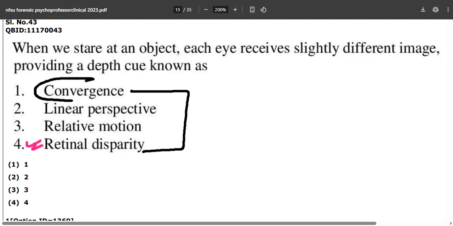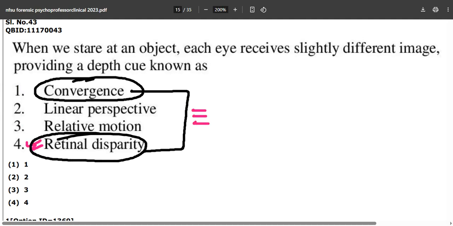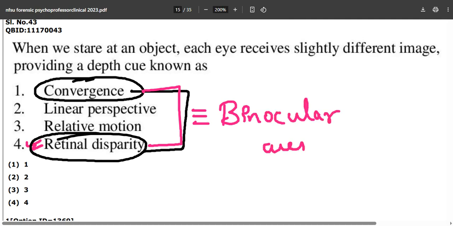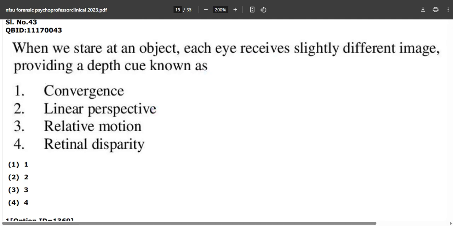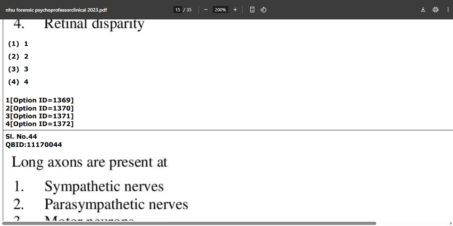Now, what is happening over here? Convergence and retinal disparity, how are these two related? Because these are your binocular cues. And the rest, linear perspective, is your monocular cue. To read more about that, refer to the books. Let's move forward to the next question.